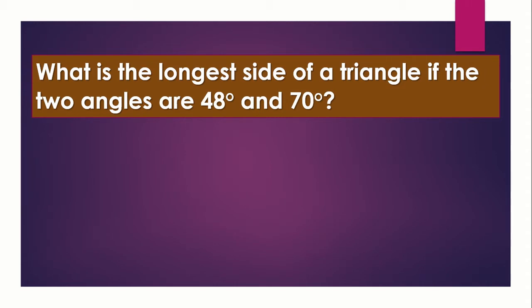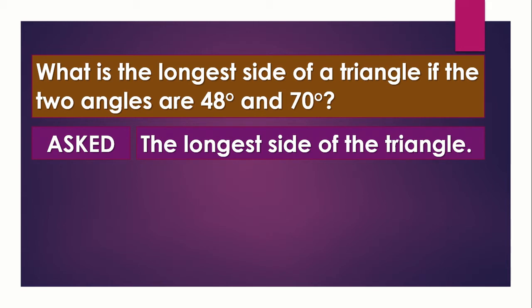We have tried finding a missing angle measure. This time, let us try to find the missing side length. The sides of a triangle have many properties. Let us use the property, the side opposite the largest angle is the longest side, and the angle sum property of a triangle to solve for the next situation. What is the longest side of a triangle if the two angles are 48 degrees and 70 degrees?